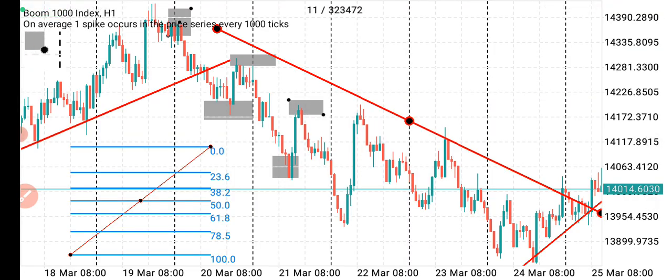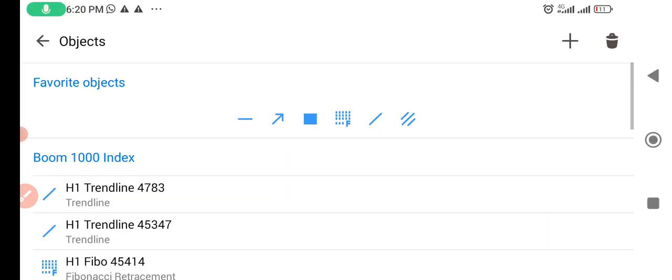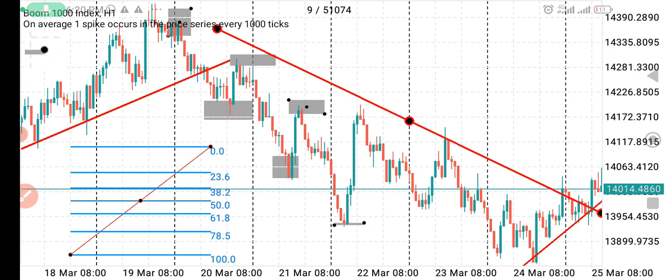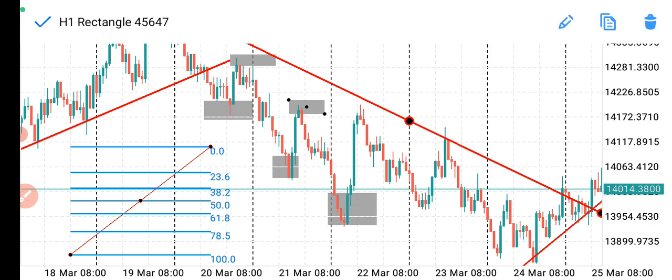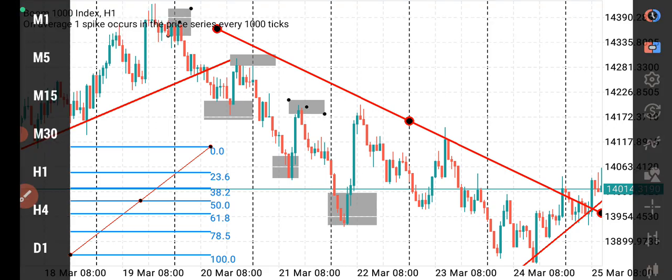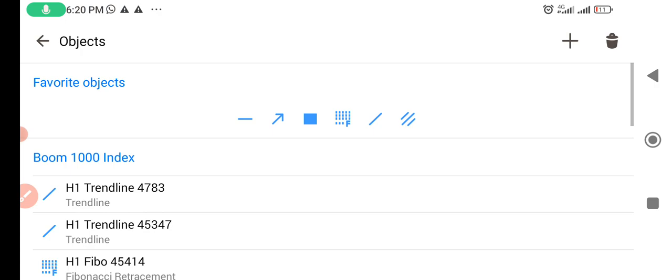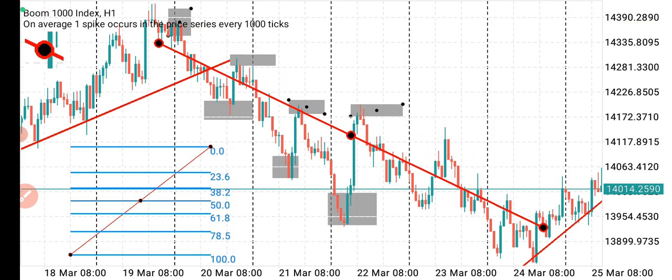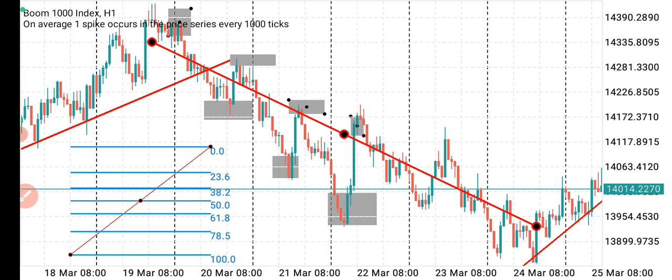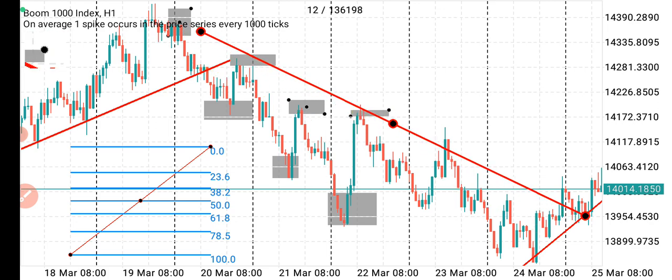Then here we have a lower high. Here we have a lower low. We have another lower high. At this point, this is a lower high here.